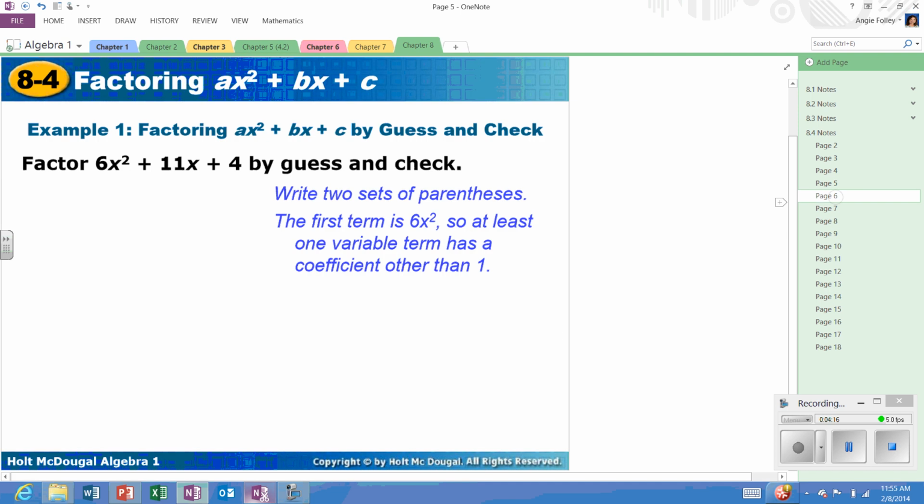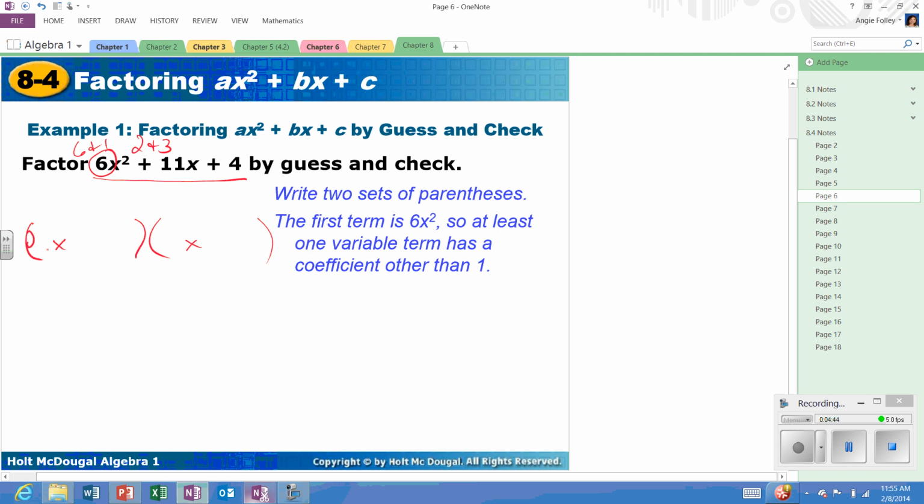Okay, I think this is easier if we just look at a general example first. So I'm going to factor 6x squared plus 11x plus 4. So we need two sets of parentheses, okay? And again, this is going to take some guessing and checking. So my first terms are going to be something x, something x. So what multiplies together to give me 6? I can either use 6 and 1, or I can use 2 and 3, okay?